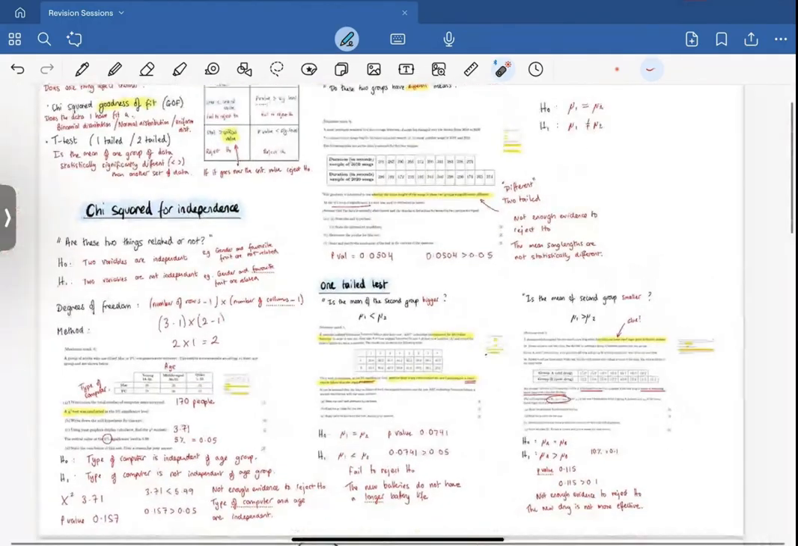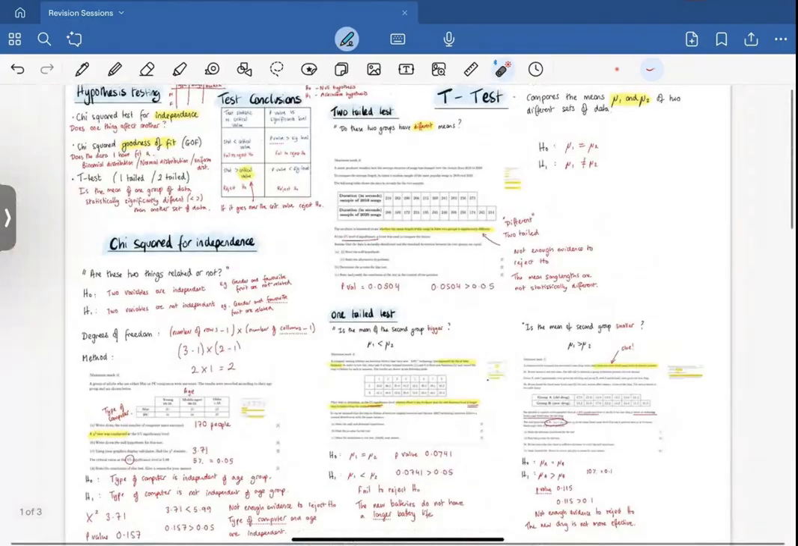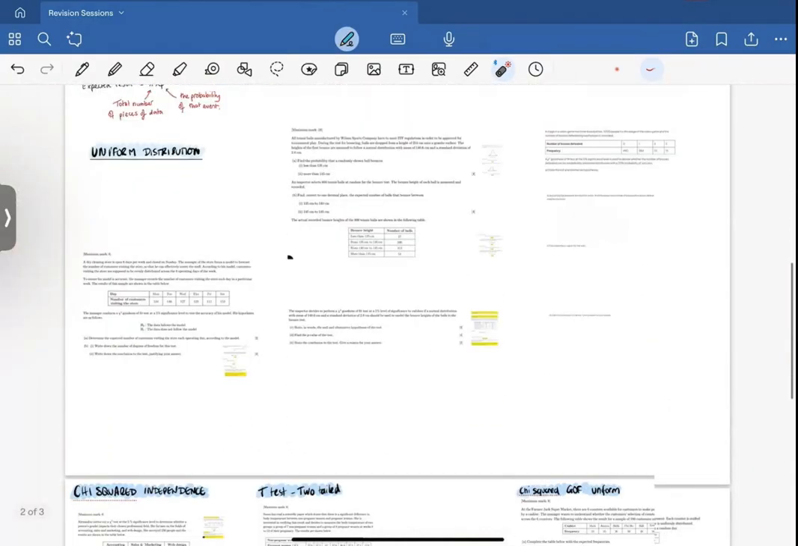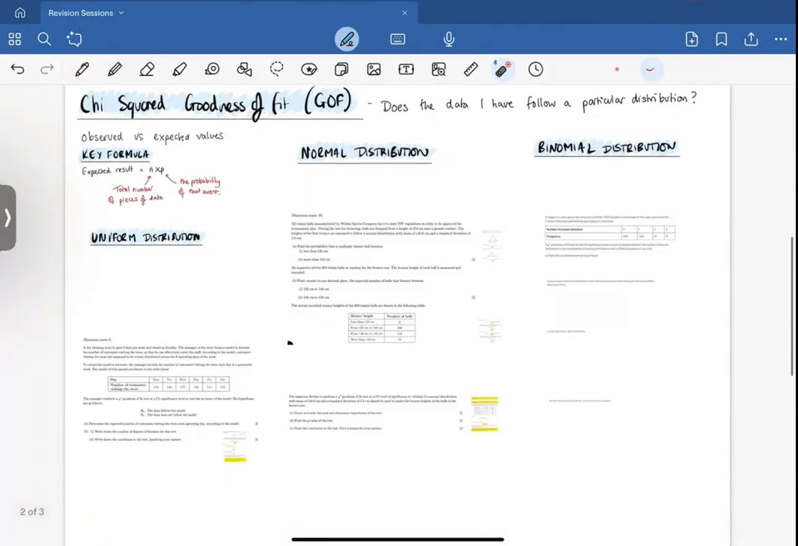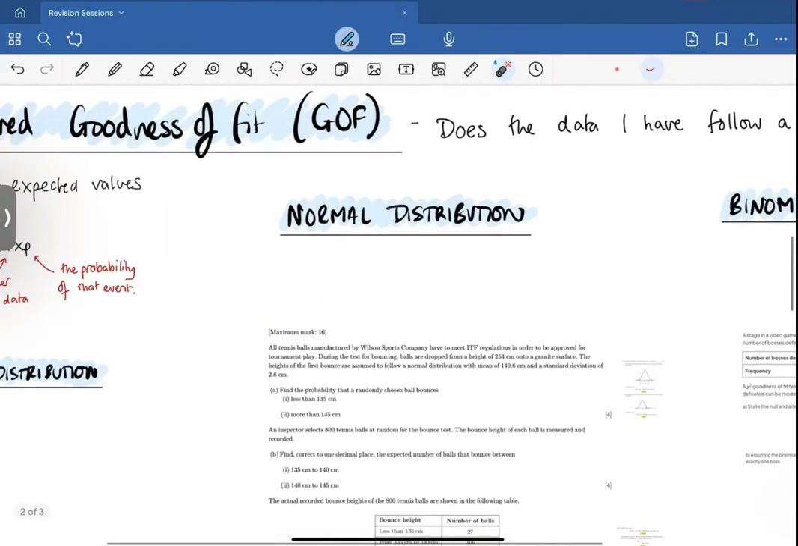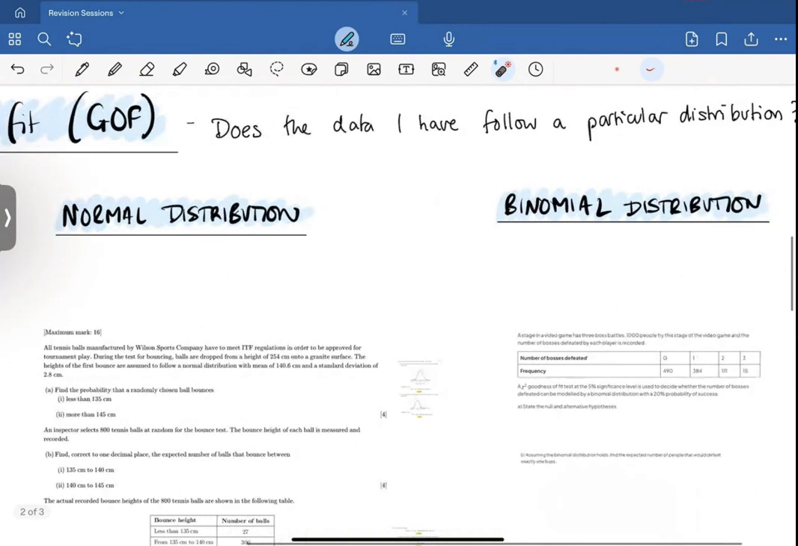Okay, so there are the chi-squared test and t-test. Let's move on to our chi-squared, the last ones now. The chi-squared goodness of fit. So this is where we have some data, and we have a suspicion that this data might follow a particular distribution. So the three distributions that we have are a uniform distribution, the binomial distribution, and the normal distribution.